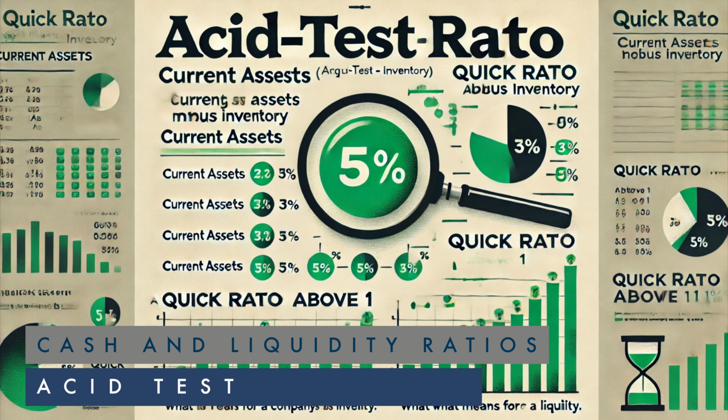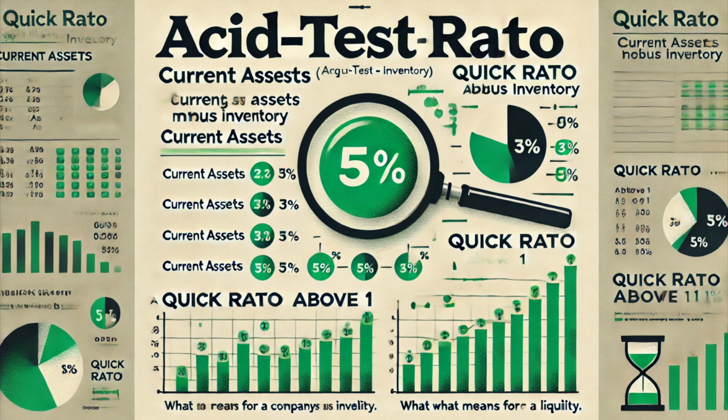The acid test, also known as the quick ratio, is another important metric. This ratio measures a company's ability to cover its short-term liabilities using only its most liquid assets, specifically excluding inventory from the calculation. It's considered more stringent than the current ratio because it focuses solely on assets that can be quickly turned into cash.